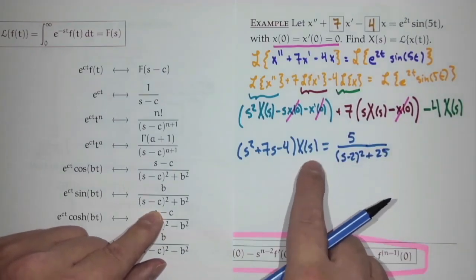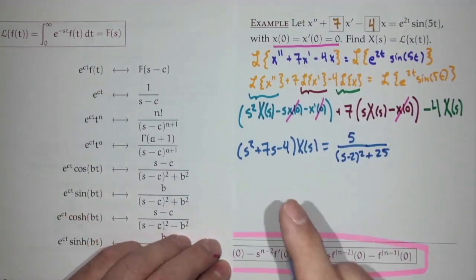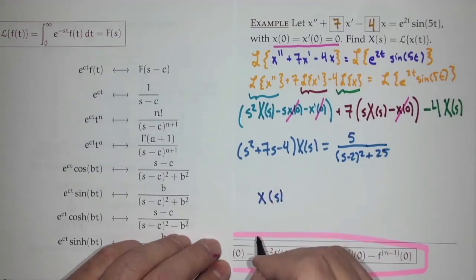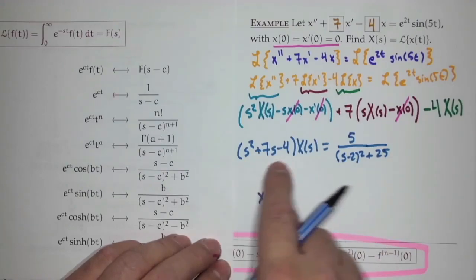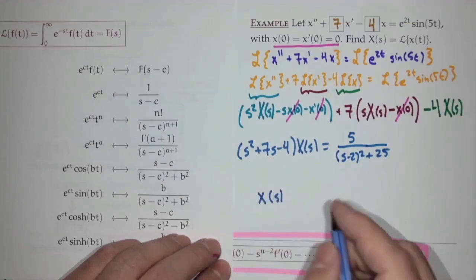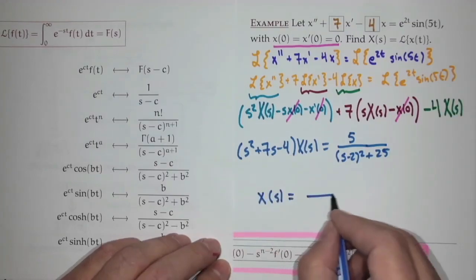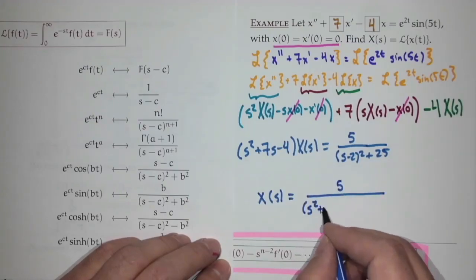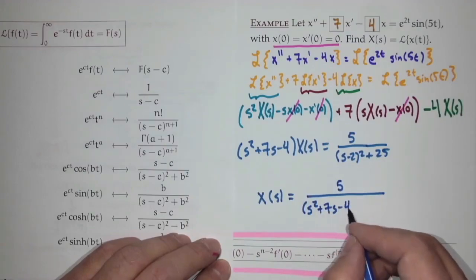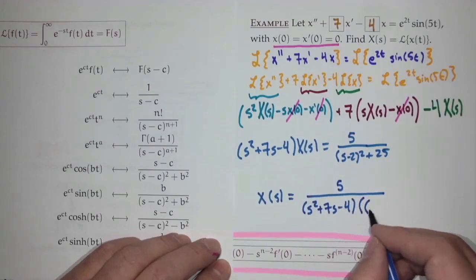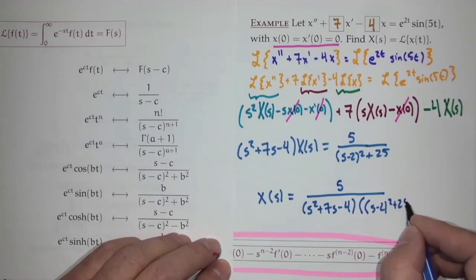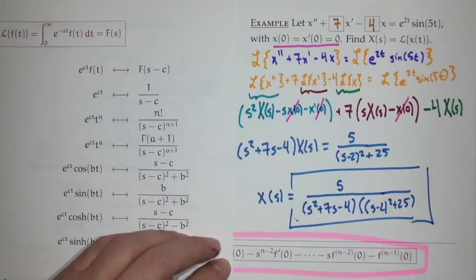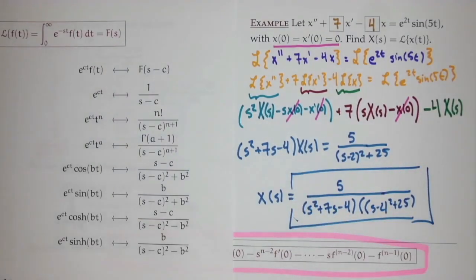Now, our goal is to find X of s. We're almost there. What's the last thing we need to do? Divide this part over. So we get X of s is equal to 5 over the quantity s squared plus 7s minus 4, times the quantity s minus 2 squared plus 25. So there is the answer to the question, because our question was find X of s.